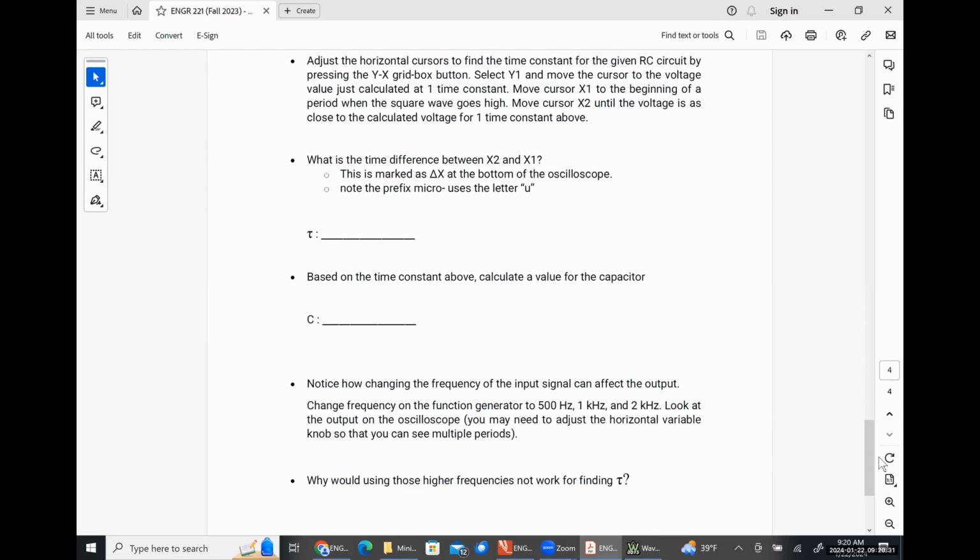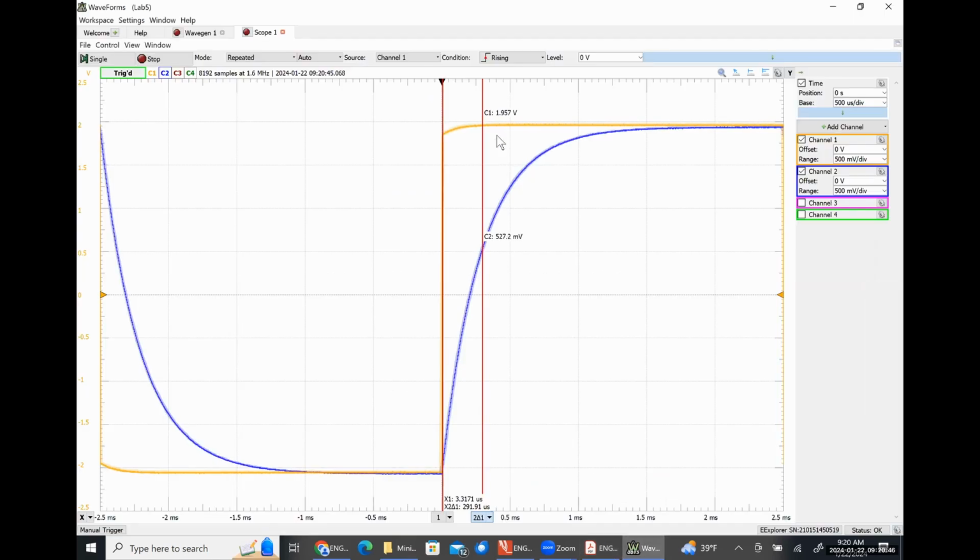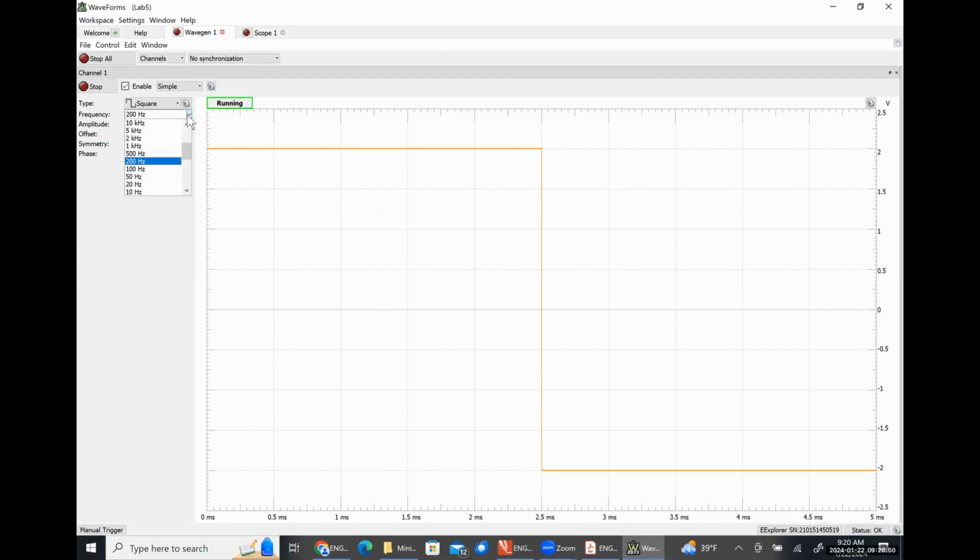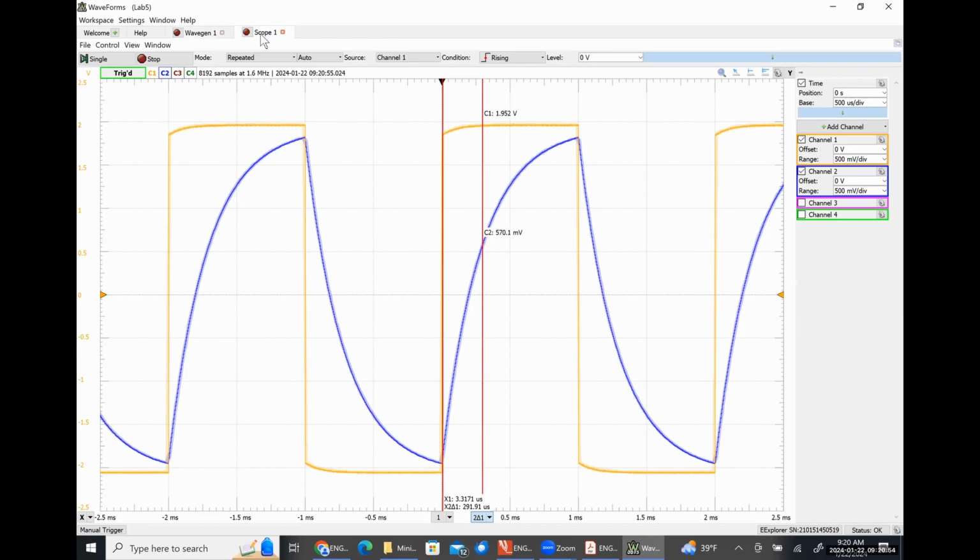And then now we're asked to notice how changing the frequency of the input signal affects the output. So it suggests 500 hertz, then 1 kilohertz, and then 2 kilohertz. So let's look at that really quickly, and then we'll be done with the lab. So I'm going to go back to the wave gen, and I'm going to increase this to 500 hertz. So what can we see about this picture that's significantly different than the last one?